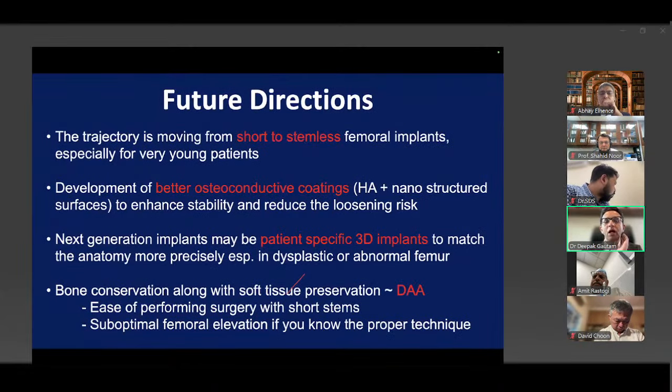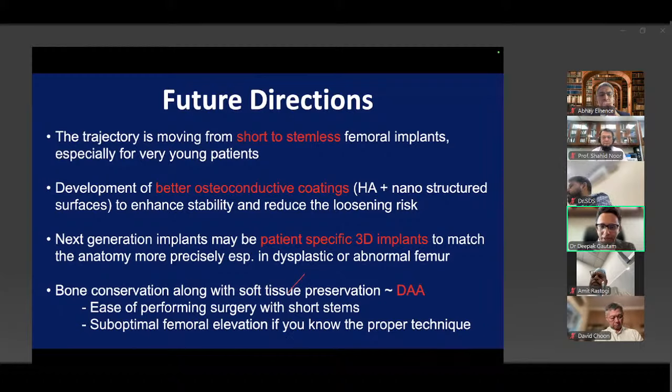So do you think that the short stems, which are not being available in India, are going to go on? The future is not like that. I think the short stem is going to stay. People are moving from short to stemless designs. I think with better osteoconductive coatings, it may have good results in the long term. And people are making 3D implants to adjust to the proximal femur anatomy in cases of dysplastic femurs.